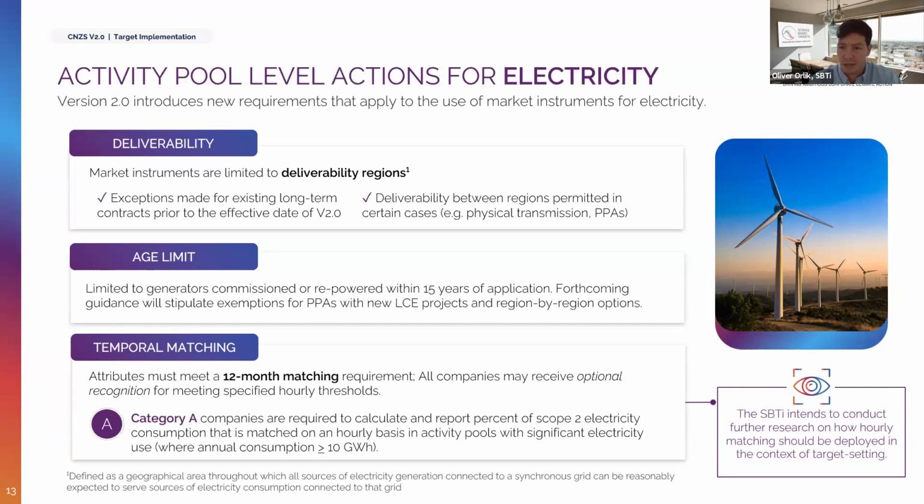So market instruments are limited to deliverability regions. So we want the electricity that you're procuring from certificates or PPAs to come from the same region in which you are using that electricity. This ensures that electricity is being developed and delivered in the regions where it's required.